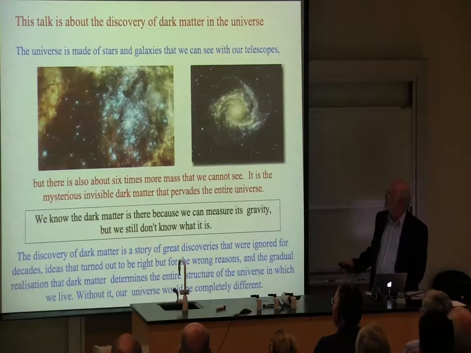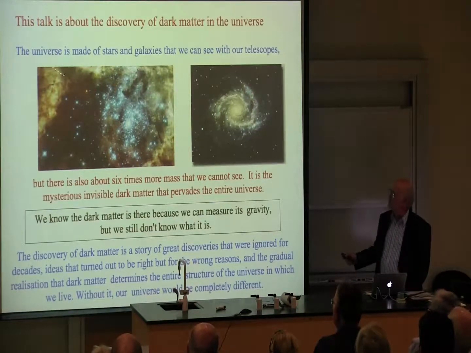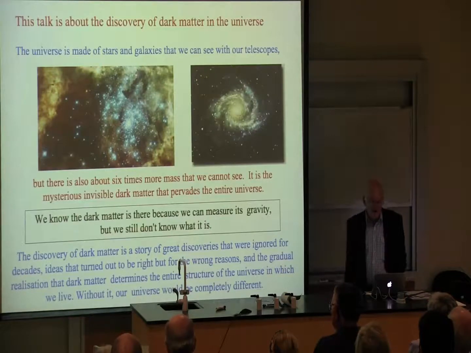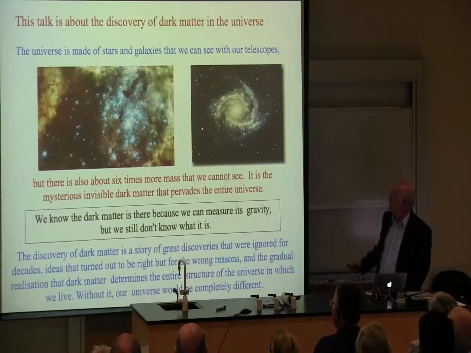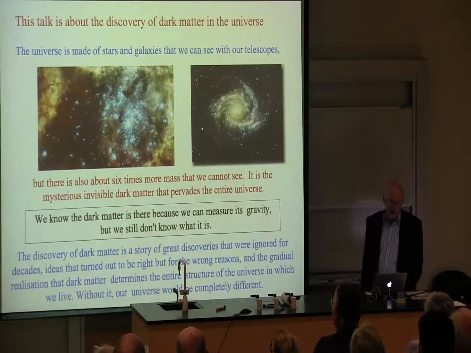The universe, as I'm sure you all know, is made of stars and galaxies that we can see with our telescopes. Here's an example of a star-forming site in our own galaxy. Here's a whole galaxy, a nice spiral disk. But this is only a small fraction of what's actually in the universe. There's about 6 times more mass in the universe that we can't see. And that's this mysterious, invisible dark matter that pervades the entire universe.